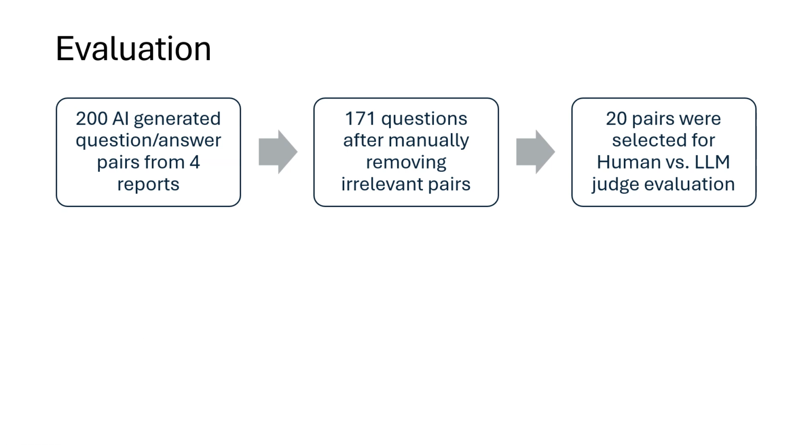To assess performance, we started with 200 AI-generated question-answer pairs based on 4 real-world reports. After filtering out irrelevant pairs, we tested the system on 171 valid questions using a large language model as a judge. With prompt optimization, the QA system achieved an accuracy of 92 to 93% at this stage.